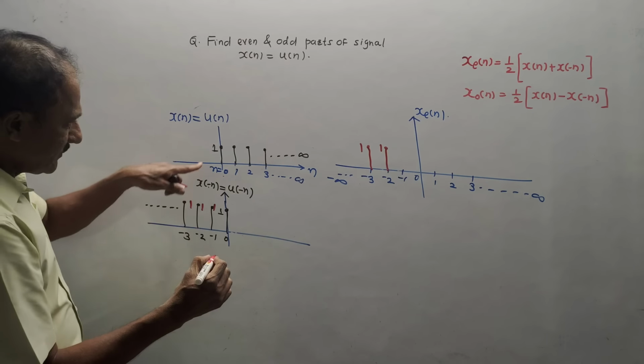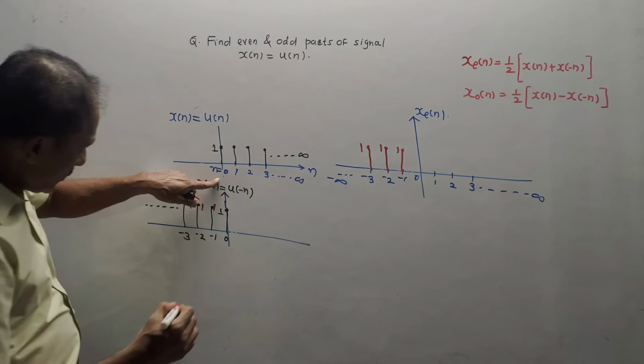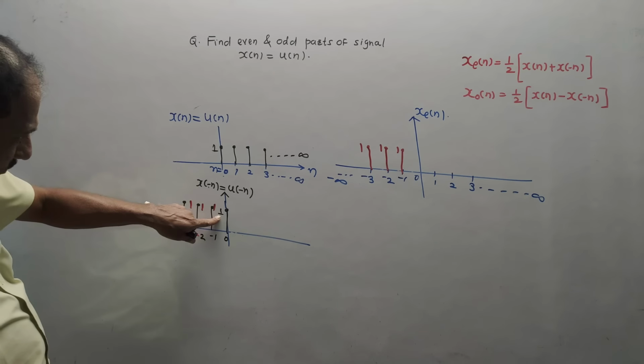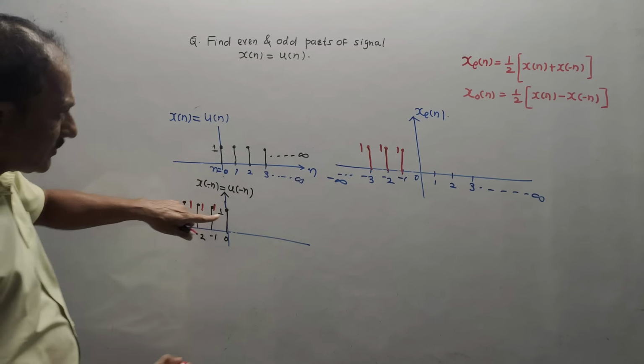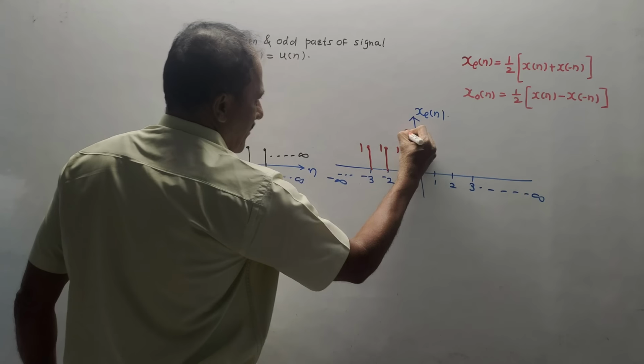At minus 1 this is 1. No signal is there. So at minus 1 again I will get 1. At 0 this is 1. At 0 this is 1. I am adding the diagram. So 1 plus 1 becomes 2. So at 0 I will draw a pulse of amplitude 2.